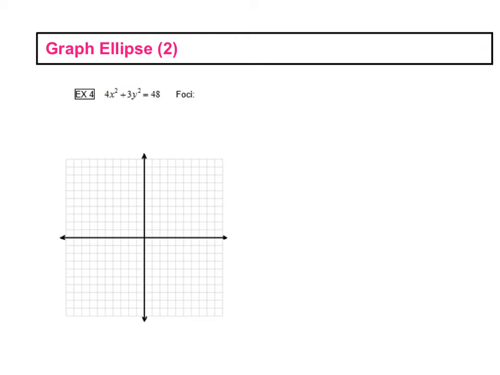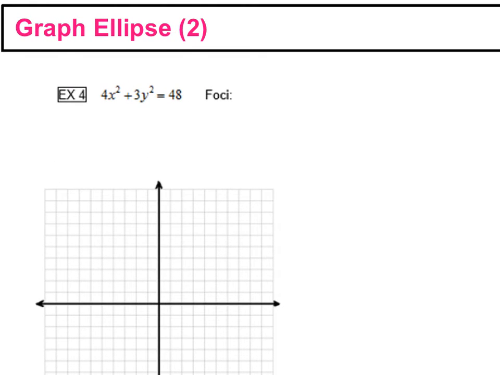Alright, so we have our last video on graphing ellipses. Our equation is 4x squared plus 3y squared equals 48. Now we start off by noticing that it's equal to 48 and we need it to equal 1. So we divide everything by 48 so that we get that 1 over there.